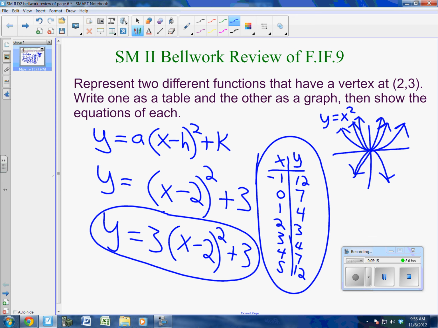And so this a right here, all it does is change how fat or narrow it is, or whether it's upside down or opening up. Got it? If it's positive, it opens up. If it's negative, it opens down. Does that make sense?